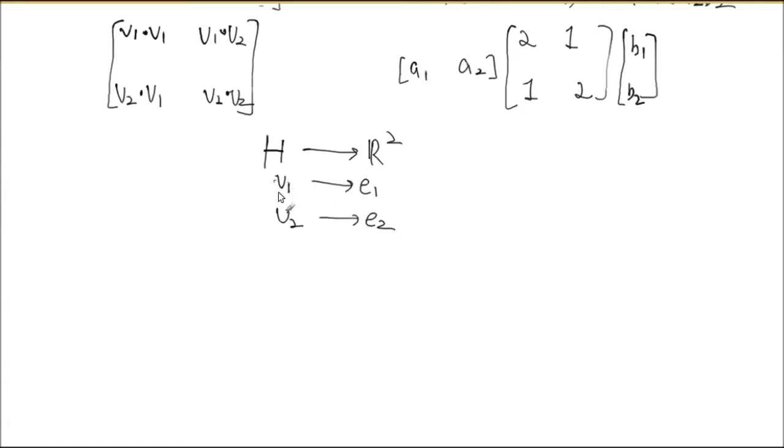But now H has one more structure. What is it? Inner product structure, which is dot product actually. So I have v1 dot v2, right? But how do they translate down here? It's new, what is it?